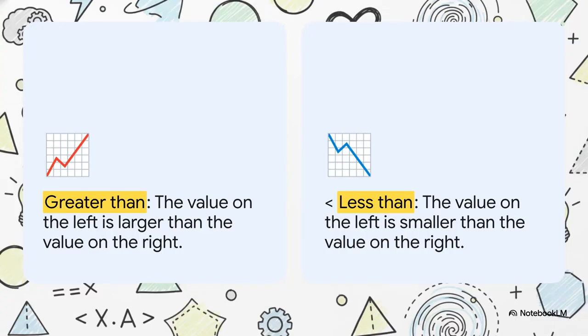Okay, greater than and less than. These two are basically mirror images of each other. The classic trick, and it always works, is to think of it like a hungry alligator's mouth. It always wants to eat the bigger number. So you can see how 5 is greater than 3, and 3 is less than 5 are really just two ways of saying the exact same thing.